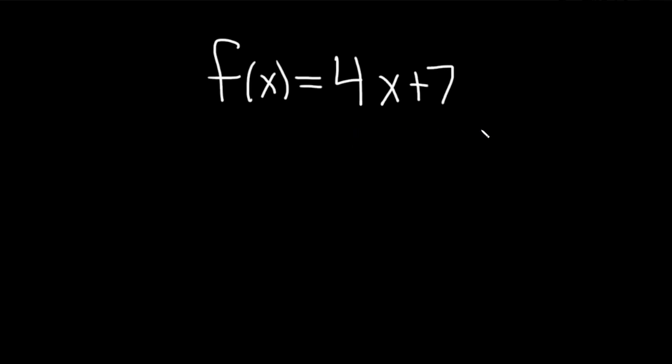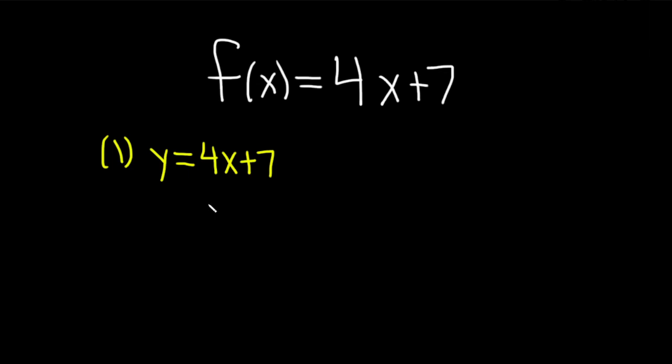Hi, in this video, we're going to find the inverse of this function. We have f of x equals 4x plus 7. First thing to do when finding the inverse is to replace your f of x with y. Step 1, we'll let y be equal to f of x. Y equals 4x plus 7. That is the very first step in the problem.